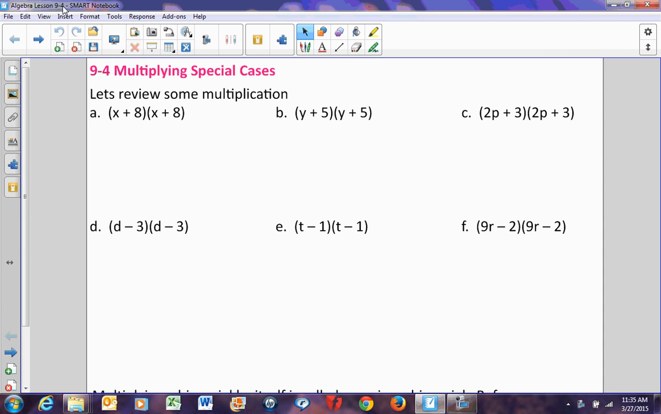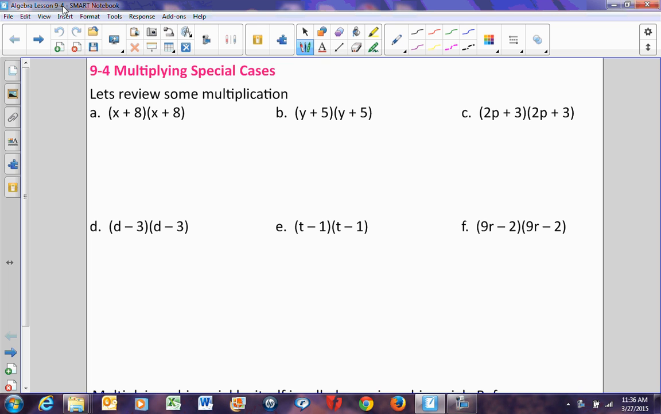This is Algebra Lesson 9-4, multiplying special cases. We're going to do a little bit of review here, and this is just multiplication of binomials. If you distribute, you can solve these fairly quickly. So we're going to multiply these fairly quickly and see if we can figure something out within the process.